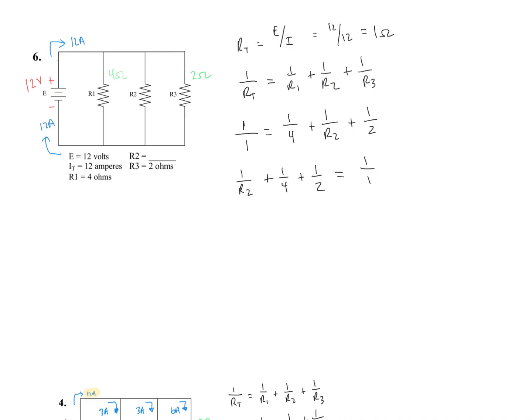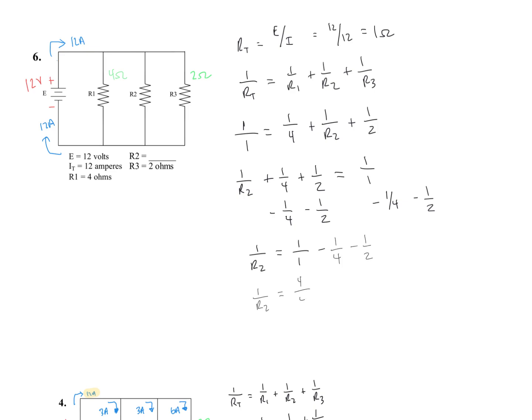So then we got 1 over R2 is equal to 1 minus, subtract 1/4 and 1/2 from each side. Let's write that out again. Just going to keep it all as fractions for right now. I know we could reduce, but you'll see why here. And then the question is, what is a common denominator? And of course, it would be 4.